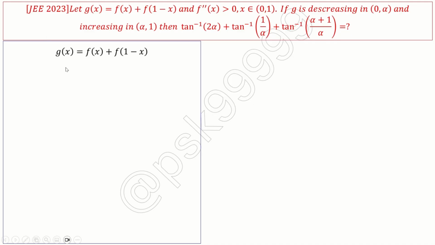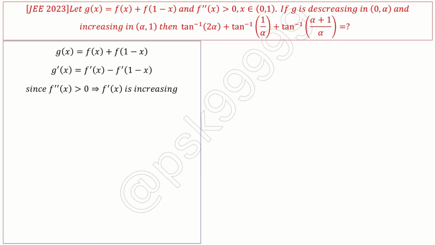And this is my g of x. I can go ahead and do g dash x to find out f dash x, correct? Now this is my f dash x, and we know that f double dash x is greater than 0, which means f dash x is increasing. But is it helpful for you in any way? So look at that. This is given, f dash x is an increasing function. So this is increasing, so this will be reducing, correct?